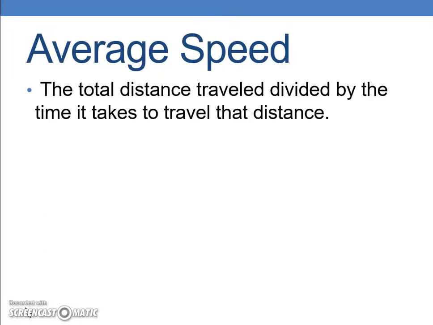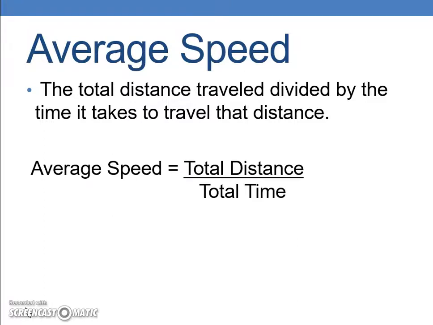So the total distance traveled divided by the time it takes to travel that distance. So I'll say that again. The total distance traveled divided by the time it takes to travel that distance. So this is your first formula, okay? So average speed should equal the total distance divided by the total time. We can also write that as S equals D divided by T. You may see this on your reference packet as V, speed and velocity are very similar.